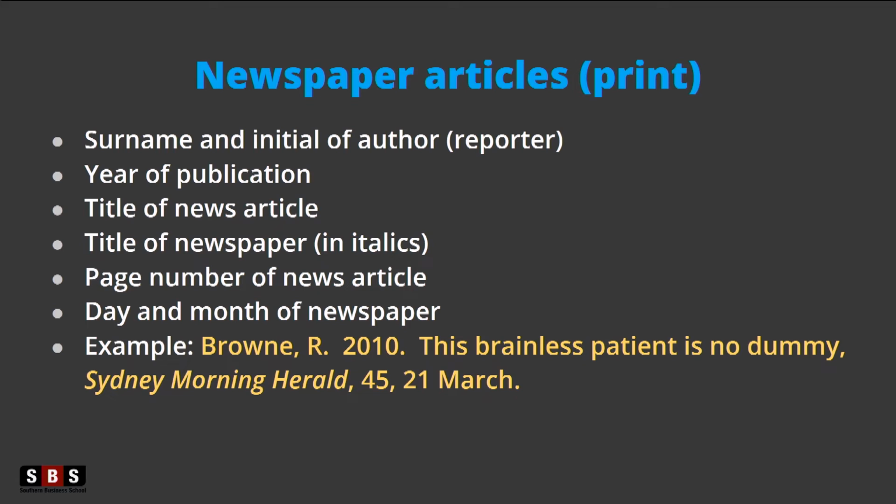Let's look at the example. You have the author's information, that would most likely be your reporter, followed by the year, the title of the article, where was it published, in which newspaper, Sydney Morning Herald. You see, every single word of that title is printed with a capital letter in italics. That is followed by page number. Don't use the abbreviation P to indicate page number. Just put a comma after your newspaper title, put in the page number, and that is followed then by the specific day and month on which that article appeared in that newspaper.